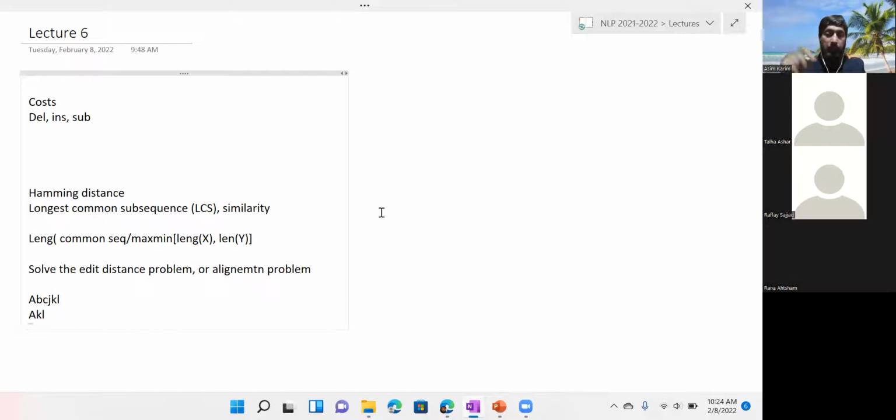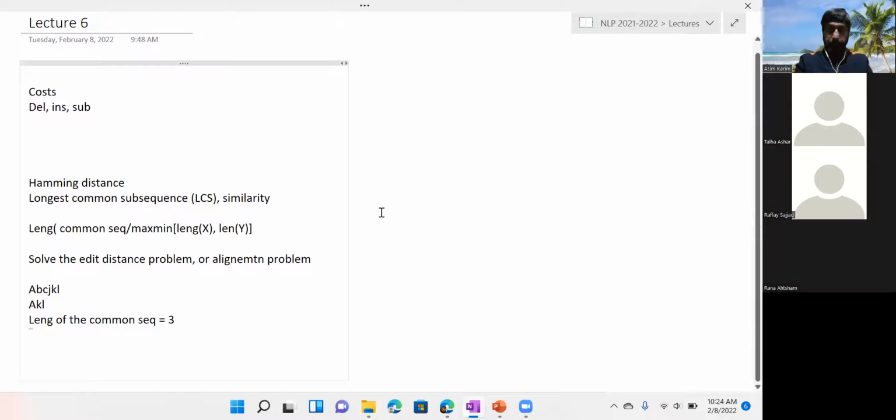And these gaps, how do you get those gaps? Through the alignment problem. So the length of the common sequence in this case is basically 3. So of course, this is a simple problem. You can look at it and get the length of the common sequence.